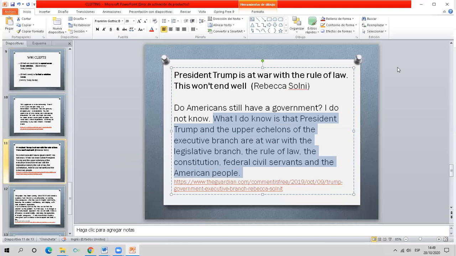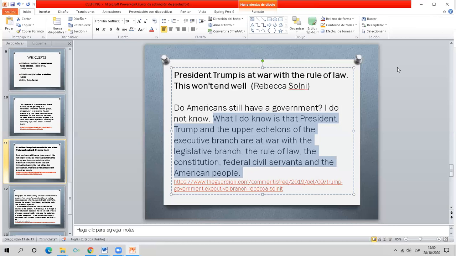But look at how effective, all right, this text is, because the author is using two resources to create his effect. On the one hand, the WH cleft, and at the same time, the use of "do" now, okay, for emphasis, the use of the auxiliary for emphasis.